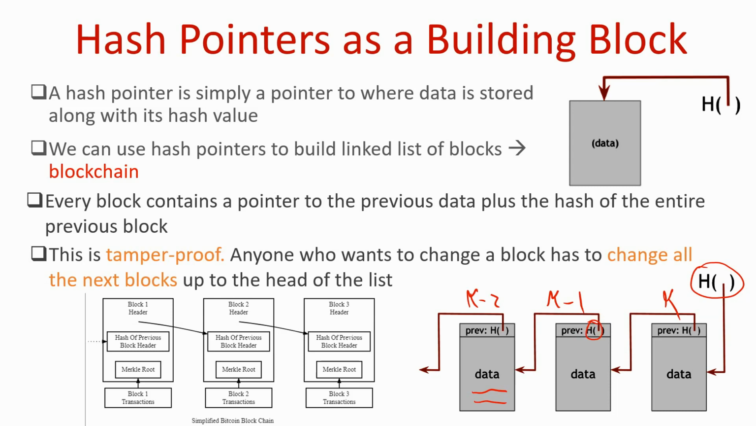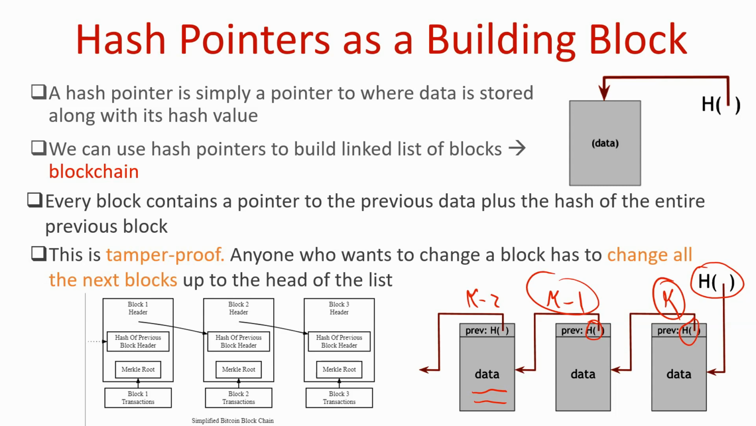So what can the attacker do? The attacker can then actually change the hash pointer in block k minus 1 so that it matches the transactions that have been changed in block k minus 2. The problem is now the hash pointer in block k is not going to match the block before it, because now the header in block k minus 1 has been changed, and the header in block k points actually to the entire block k minus 1, which includes the header.